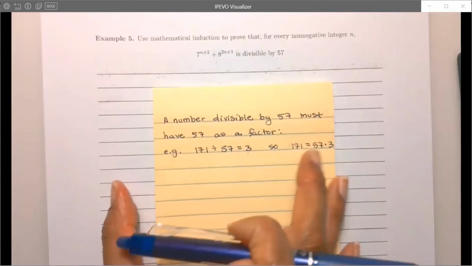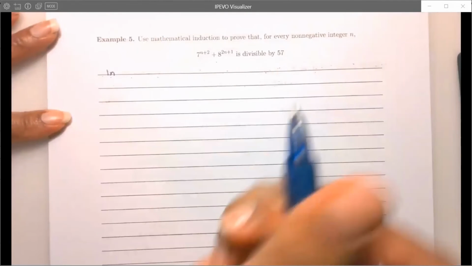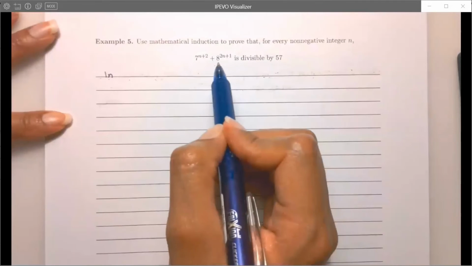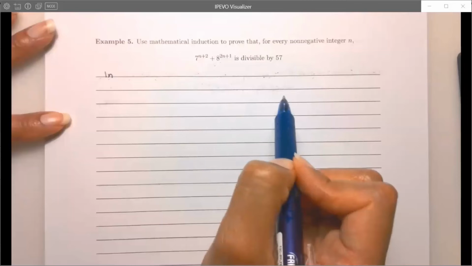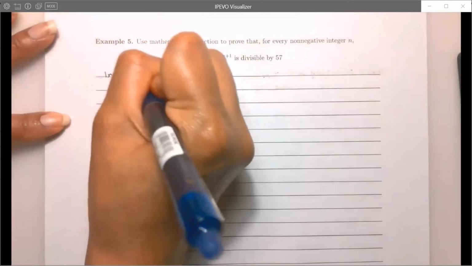So in general, what this is stating is that for every non-negative integer n, 7 to the n plus 2 plus 8 to the 2n plus 1 will be equal to 57 times some integer. Okay, so I'm just going to write that down.